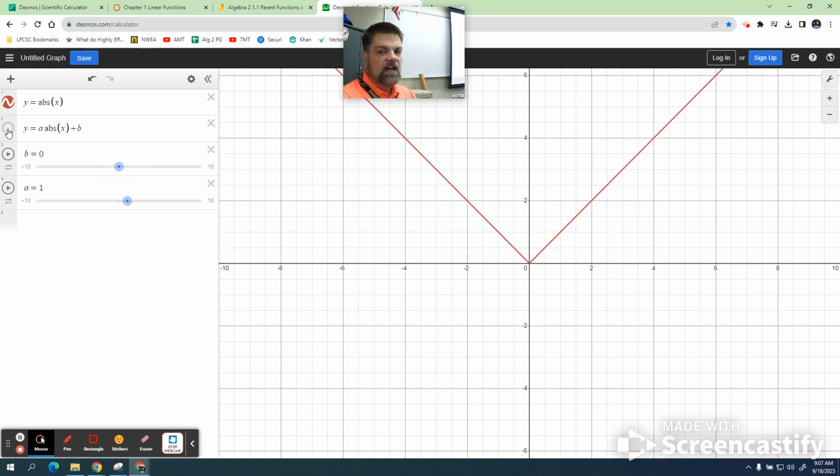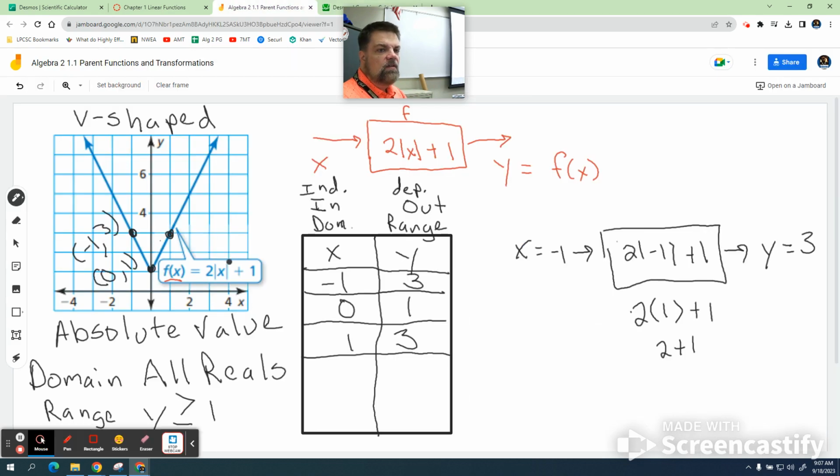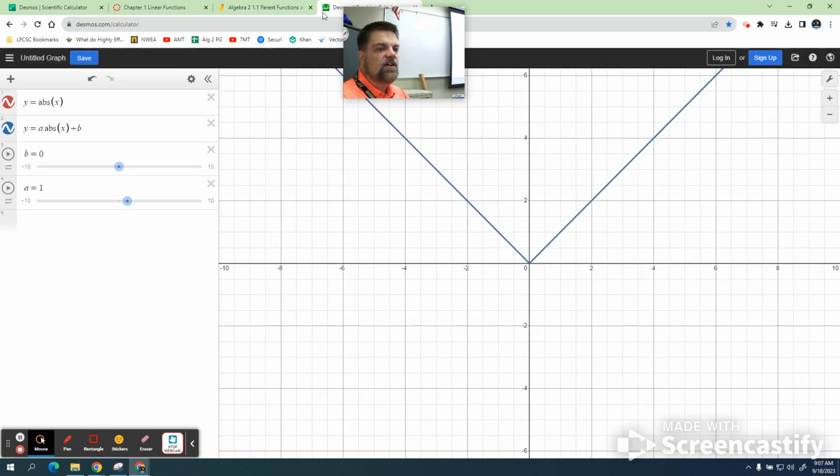Notice that that blue line is right on top of that red line. Do you guys see that? Well, our transformed function is 2 times the absolute value of x plus 1. So if I come back here and I change a to 2, watch what happens when I change that to 2. See what it does there? It just takes the v and closes it a little bit.